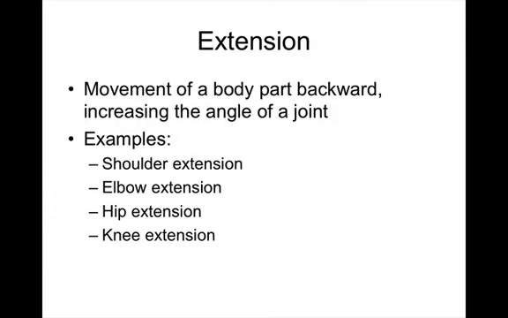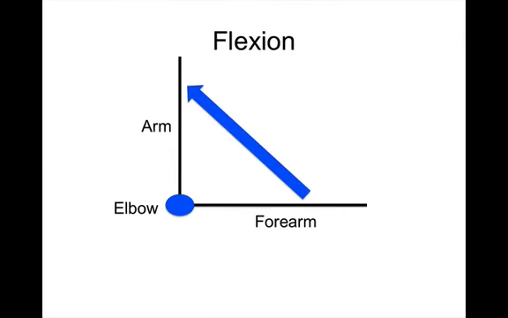Extension is the opposite. It's movement of a body part backward or increasing the angle of a joint. Shoulder extension would be movement at the shoulder backward. Elbow extension is increasing the angle of the joint back toward a greater angle, essentially. Hip extension is movement at the hip backward, and then knee extension is basically making the knee joint straight.